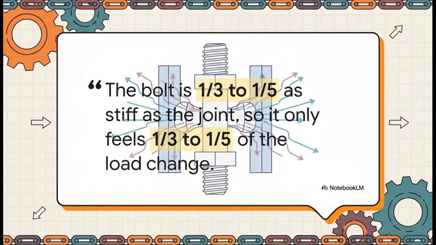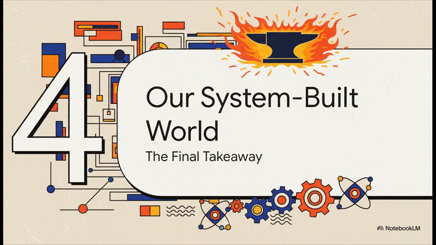And this quote right here is the reason why it all works. The joint itself, the parts being clamped, is way stiffer than the bolt. So for any given force, the joint can handle much more of it without deforming. This means the vast majority of any external load just goes into decompressing the joint, while the bolt, the thing we're worried about fatiguing and breaking, is almost completely shielded from all those crazy fluctuating forces. It's genius.